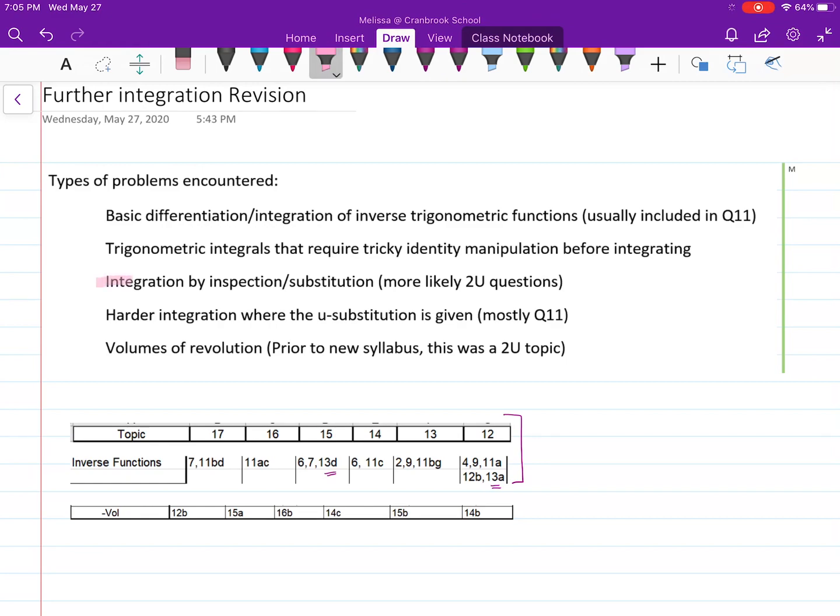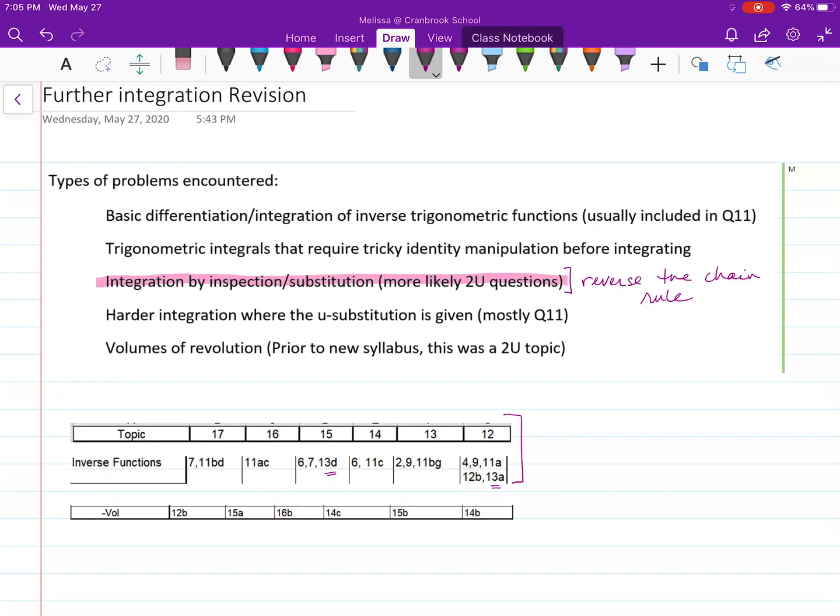This bullet point here, where integration by inspection or substitution, what I'm talking about there is integration where you could actually reverse the chain rule. While you could use U substitution on reversing the chain rule, it is simply not required. So henceforth, it's more likely going to be something that you would see on a 2-unit paper rather than a 3-unit paper.